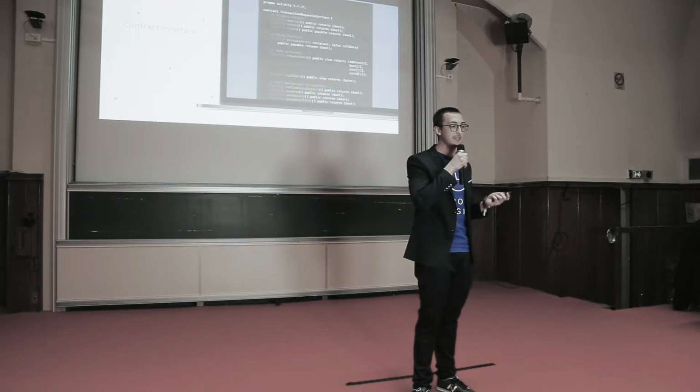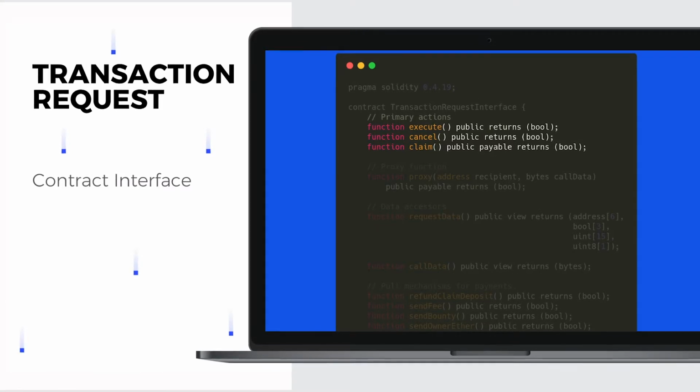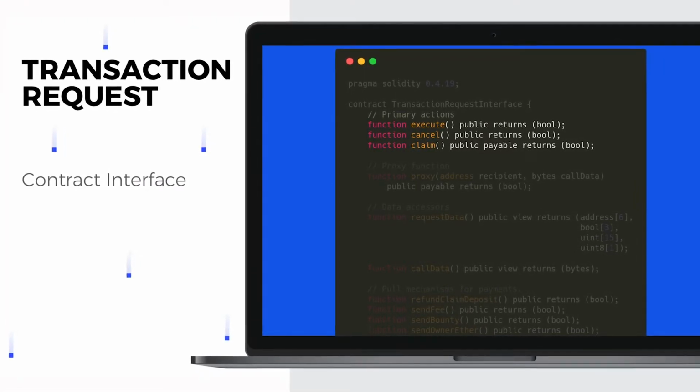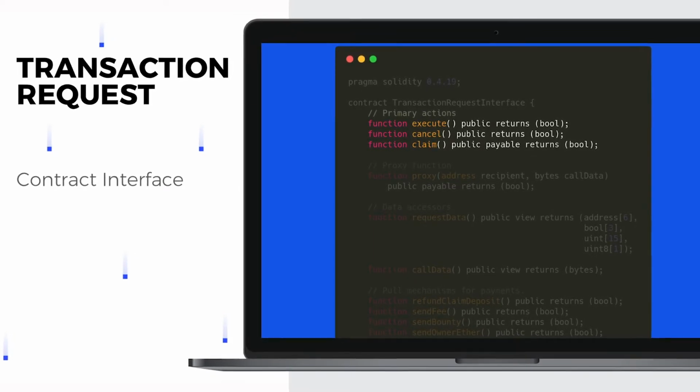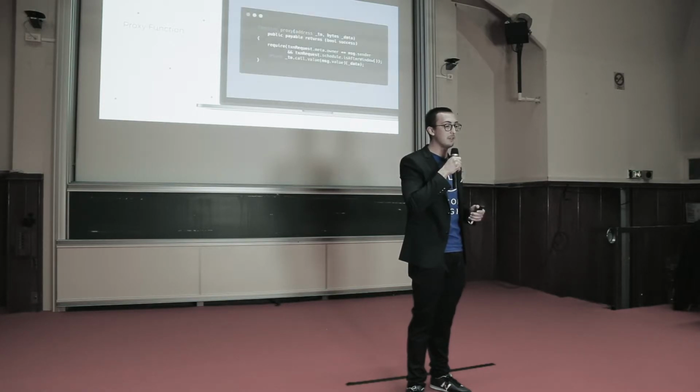So here's the interface of the transaction request. There's 3 actions you can use: execute, cancel, and claim. Execute and claim are both time node related, and canceling is if the user chooses to cancel the transaction. The proxy function I mentioned before, and then just a few ways to pull payments and get data from that contract.